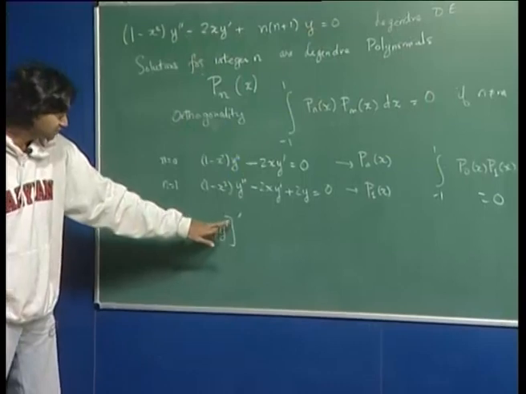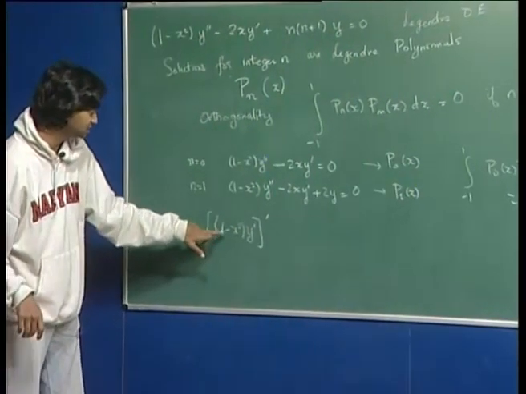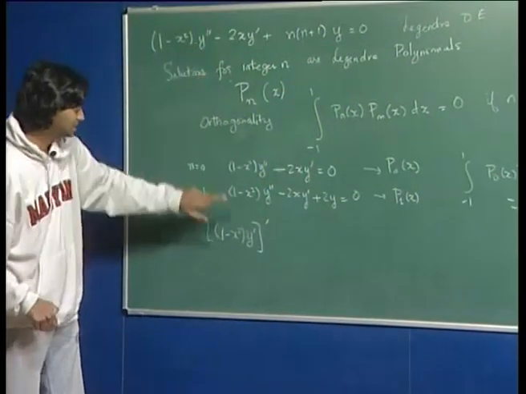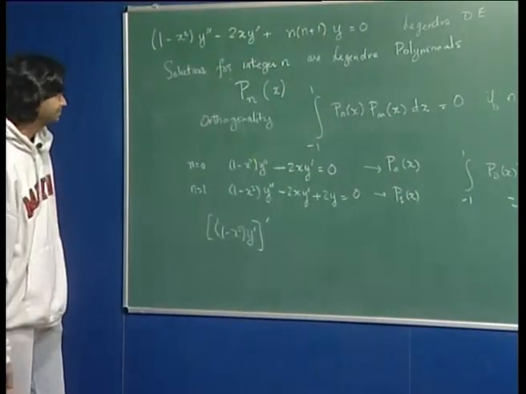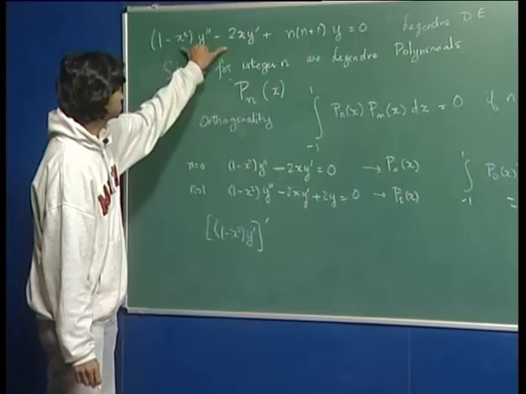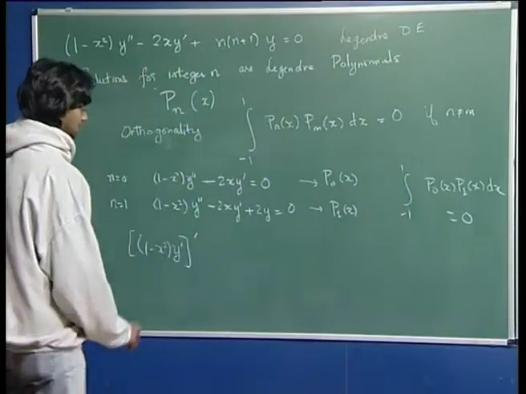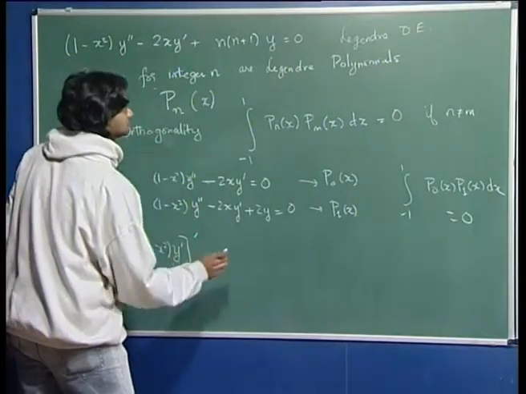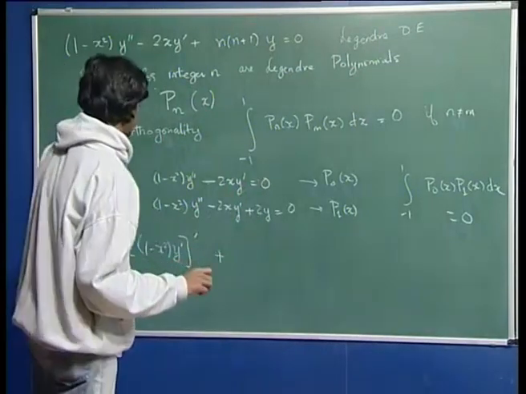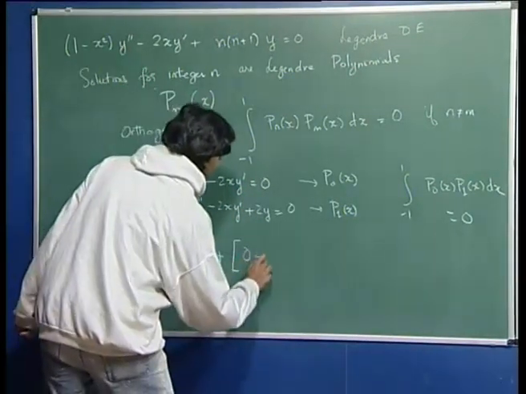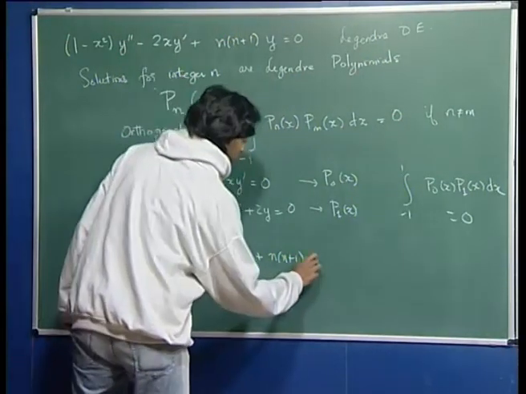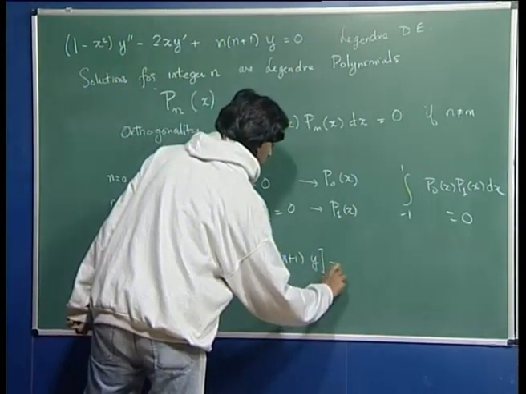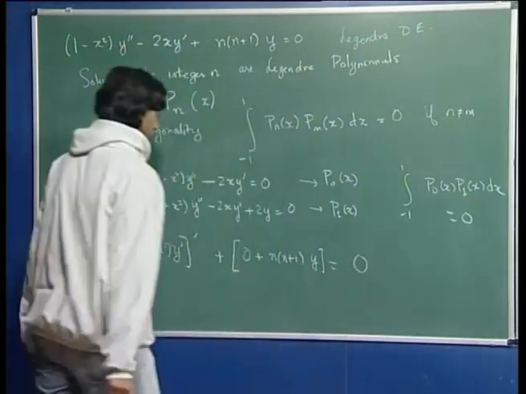Okay. So, if I take the derivative of this thing, the first term will give me 1 minus x square y double prime, the second term will give me minus 2x into y prime. Okay. So, these two can be combined in this form. The next term I can write as 0 plus n plus 1 y equal to 0.